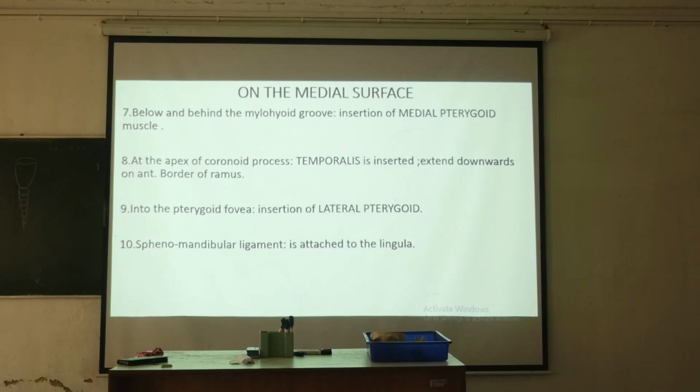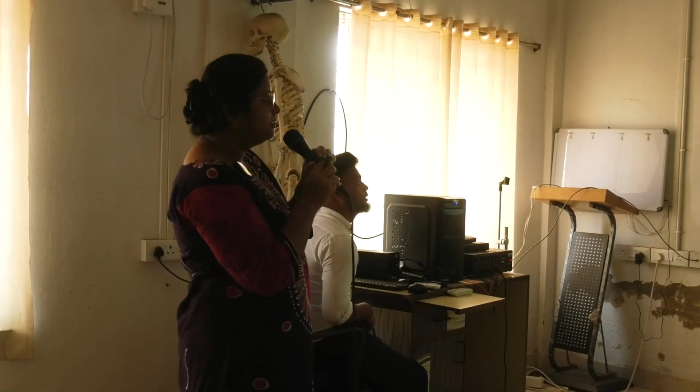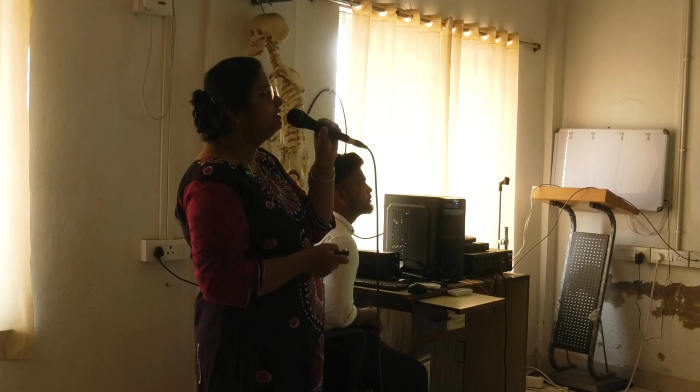On the lateral surface of the ramus: masseter, here you can see temporalis, tip of the coronoid process, medial pterygoid below and behind the mylohyoid groove, and lateral pterygoid in the pterygoid fovea near the condylar process. Okay, and the sphenomandibular ligament is attached to the lingula. This is also important for Viva. Okay, lingula is the bony projection guarding the mandibular foramen and gives attachment to the sphenomandibular ligament. Okay, understood?